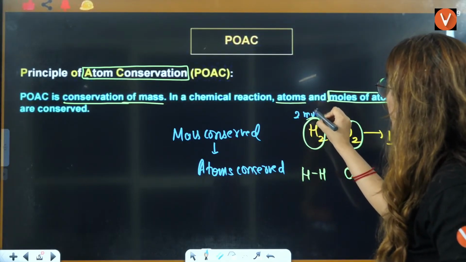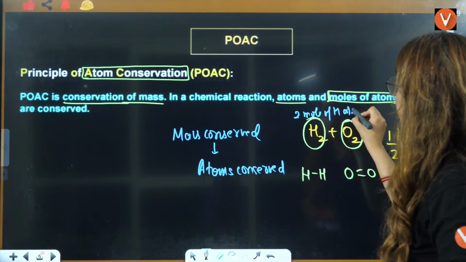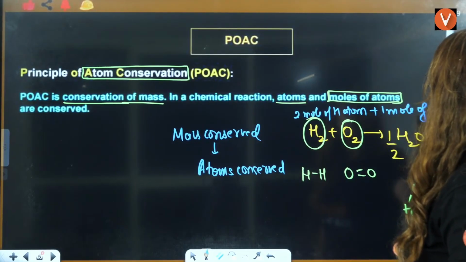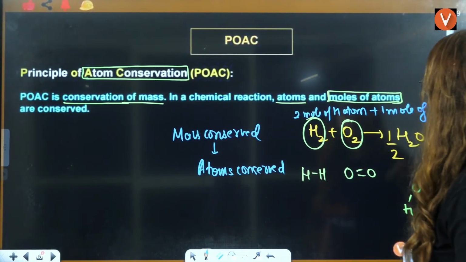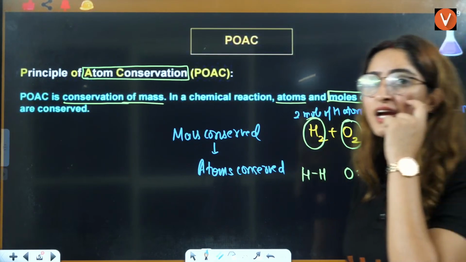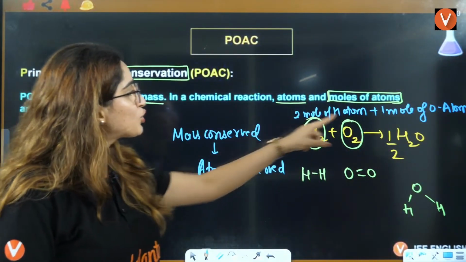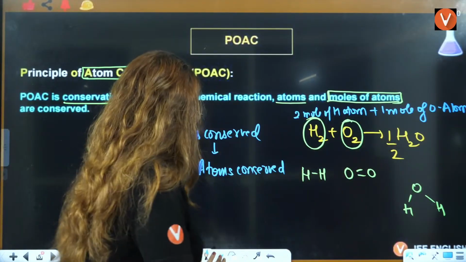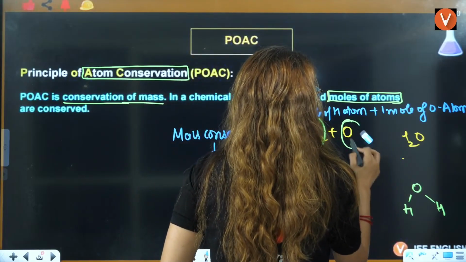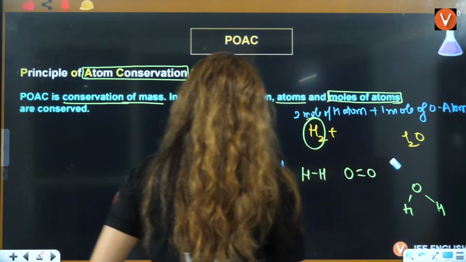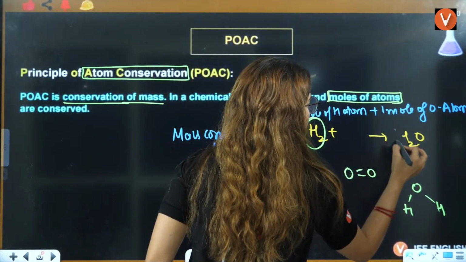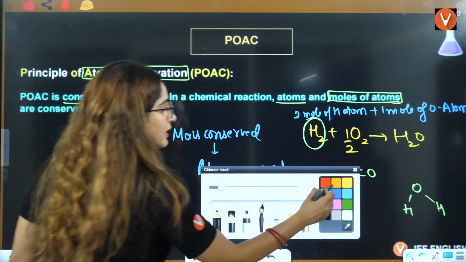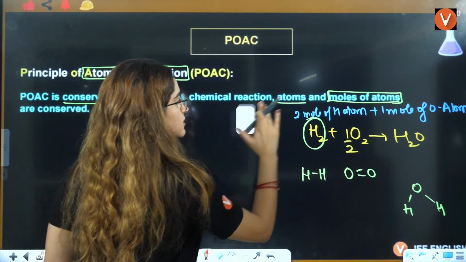2 moles of hydrogen atoms react with 1 mole of oxygen atoms to give which thing? To give again 2 moles of, what is this? This is not 2, is it? My bad. This should be half here, right? Yes. Now, if I want to write it, can I write it like this? I'll just write it like this, right?